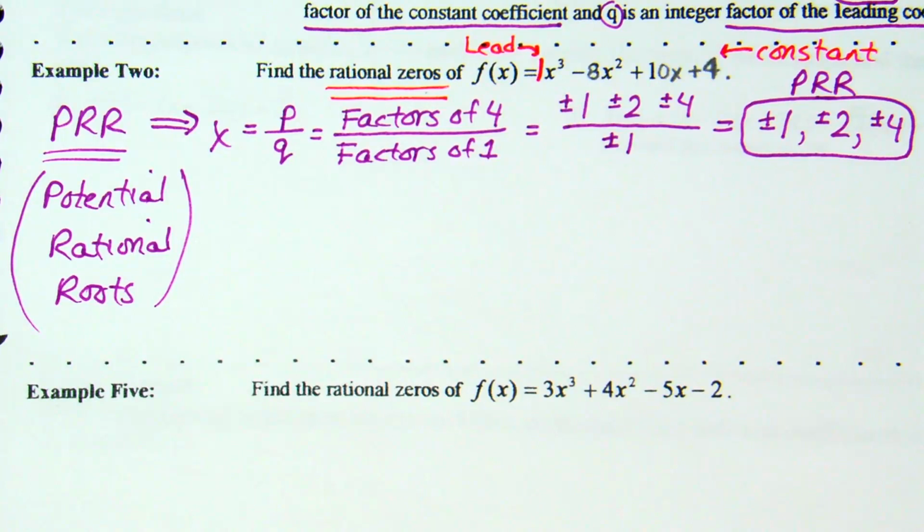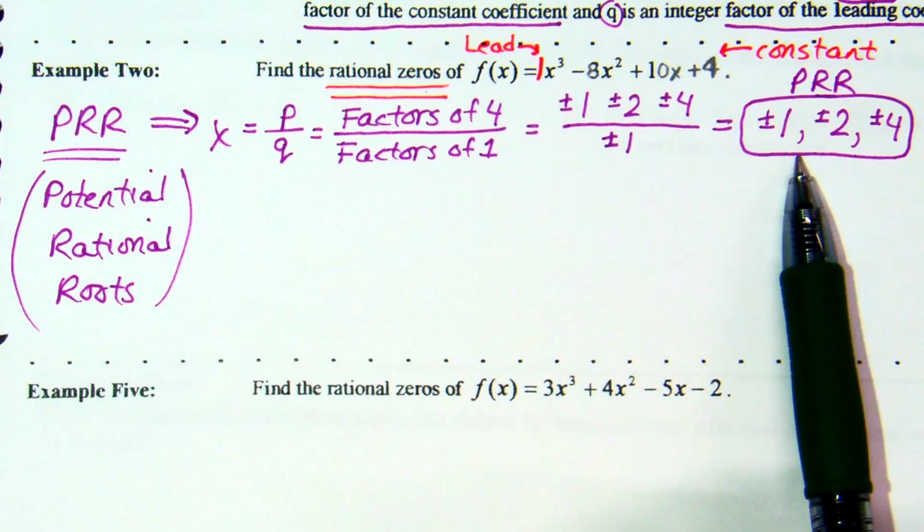Now, we need to figure out which one works, or which ones work. And this is where we're going to use synthetic division, because we can take any of these numbers we want, plus or minus 1, 2, or 4, and try them using synthetic division. How will I know if something works? If it has a remainder of 0. Okay, that's going to be the whole idea.